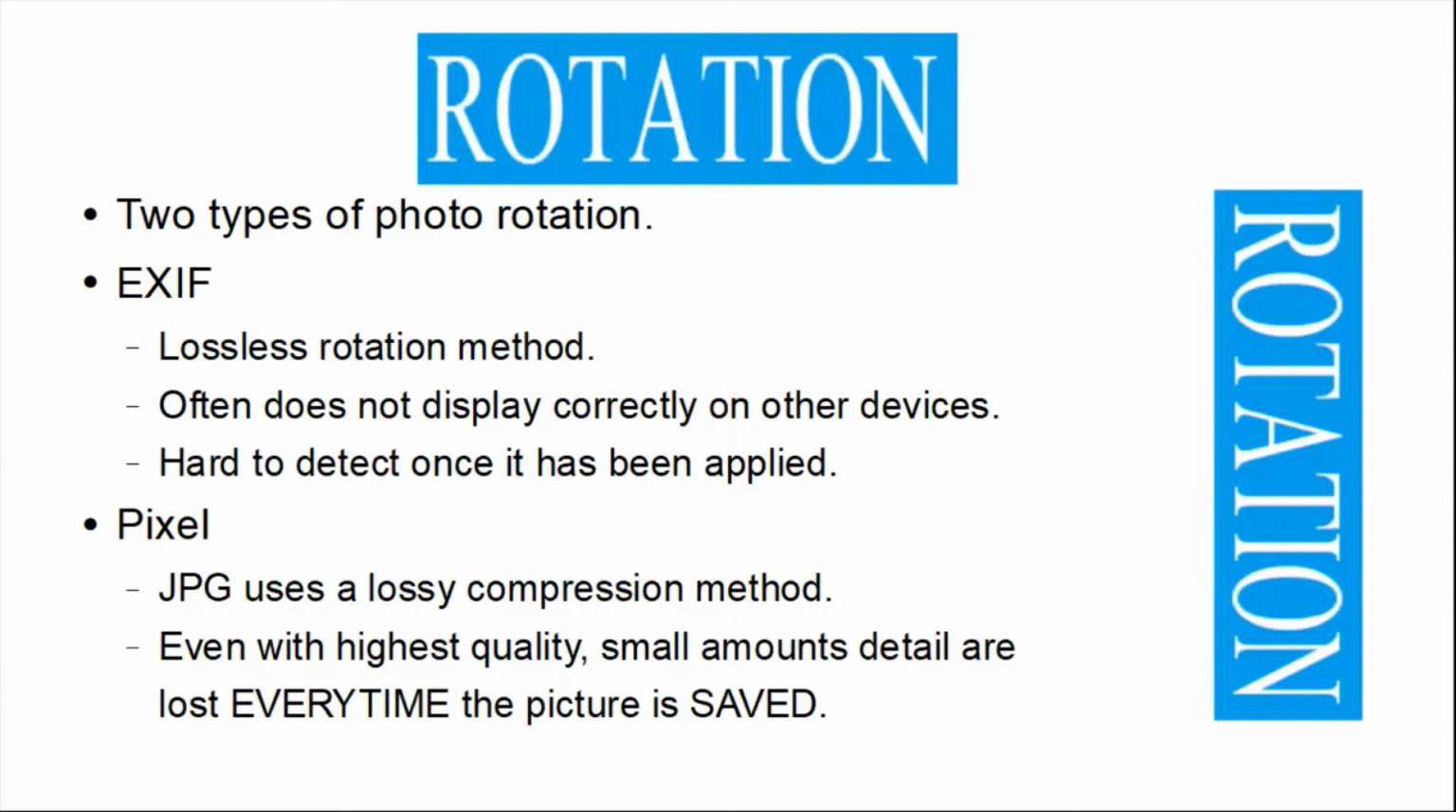My media player doesn't rotate them. If I throw them to a disk, they won't rotate. So it's important to know if they're rotated in this method, and it's very difficult to find it out without a special tool. The problem with pixel rotation is you've got to save it again. And if you're saving it as a JPEG, JPEG uses a lossy compression method. Even with the highest quality settings, small amounts of detail are lost every time you save the picture.